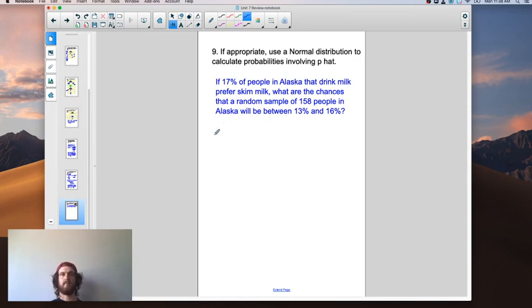Let's go ahead and get started. We're trying to find the probability, or rather, let's say what our random variable is called. So we'll say let x be the proportion of skim milk drinkers from our sample of 158 Alaskans. Okay, so I think that's kind of what I said last time.